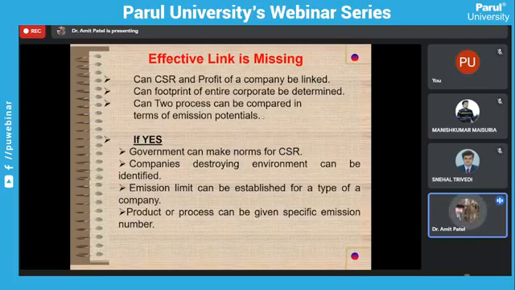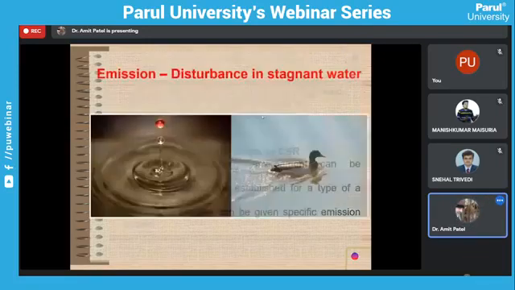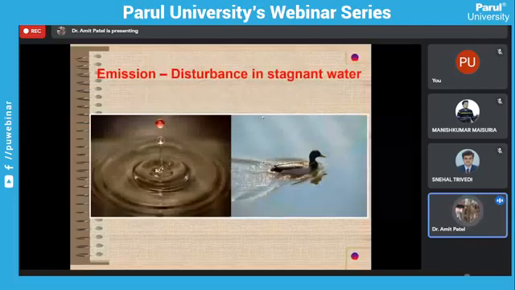So our measurement of emission should be the criteria, and not the industry's life. So in all these arguments, our today's model is based on that. Let us understand what is emission first. Emission, in many literature, is considered as a disturbance, right?